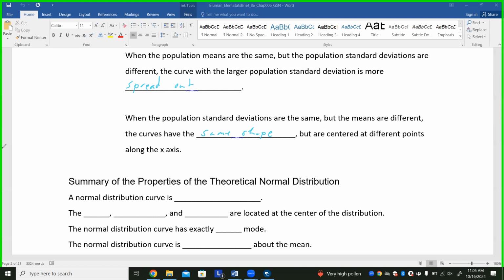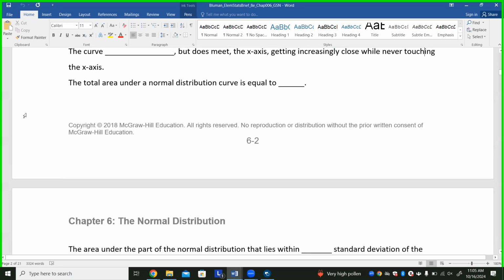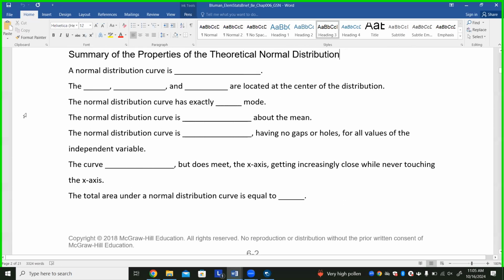All right, so let's put a summary to this real quick of what we've seen so far. And this is just theoretical. So these are things that should happen, but it doesn't always mean it's going to happen. So a normal distribution curve is bell shaped. We've seen that now. The mean, median, and mode are located at the center of distribution.